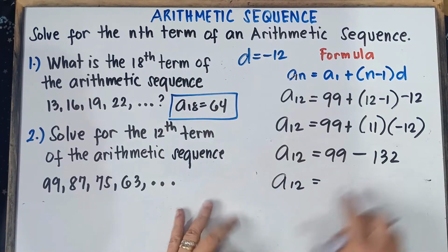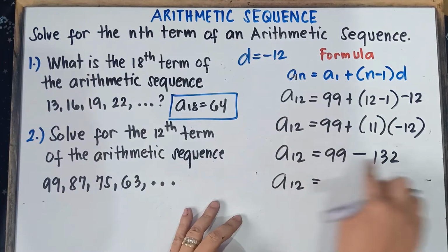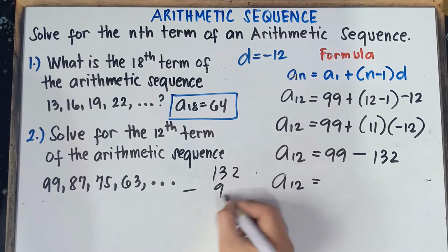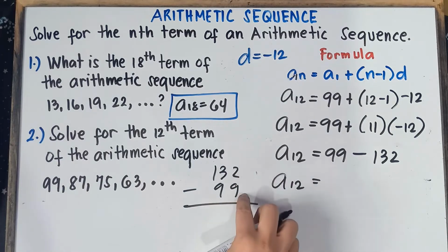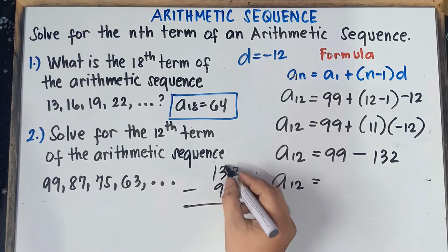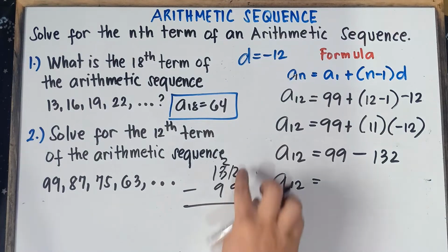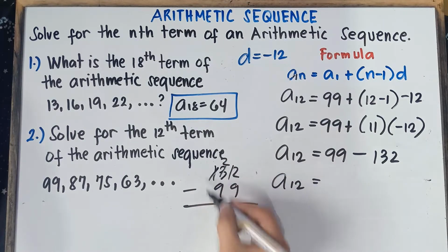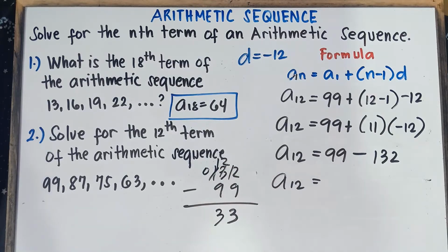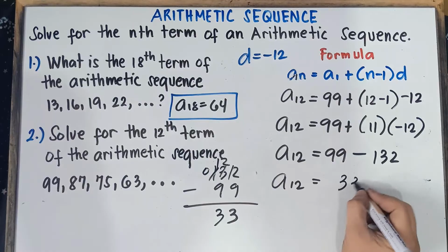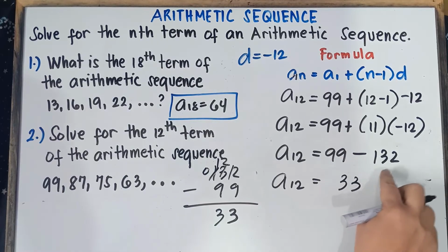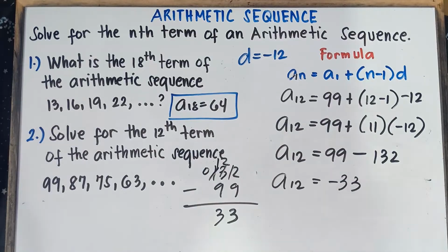So therefore, we subtract unlike signs, positive 99, negative 132, subtract. So 132 minus 99. So 2 minus 9, that cannot be. We borrow 1. This becomes 12. 12 minus 9 is 3. So 3 minus 9 cannot be. We borrow 1. This becomes 0. This becomes 12. 12 minus 9 is 3. So therefore, that would be 33. Now, since 132 is greater than 99, we copy the sign of 132. This will be negative 33.